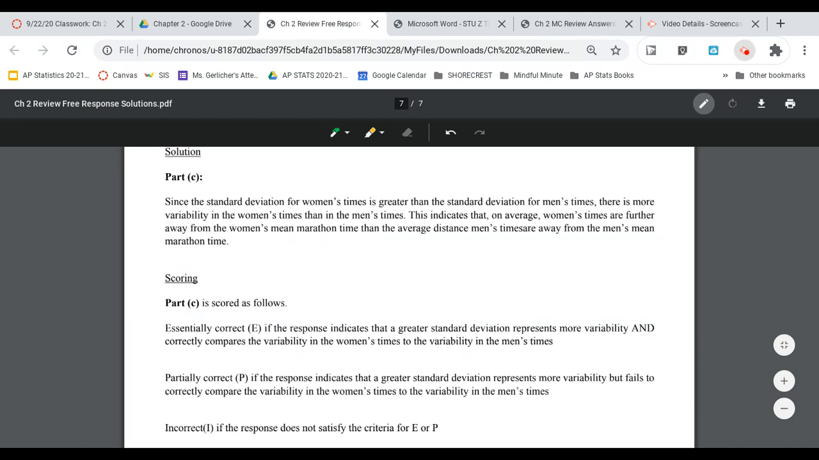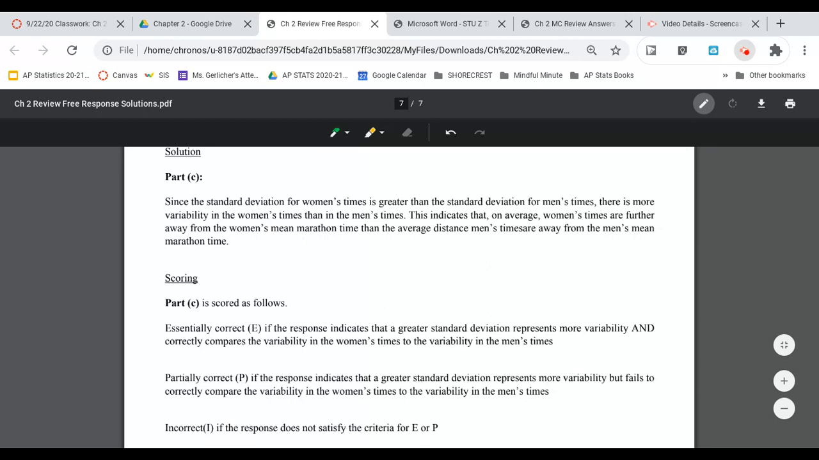Okay, part C was again very conceptual. You're finding out that the standard deviation for the women's times is greater than the men's times. So they want to know, what does that mean? And it matters how you say these things. You have to use the right words, and it matters how you say them. Don't be vague, be clear, and use the appropriate statistical words.